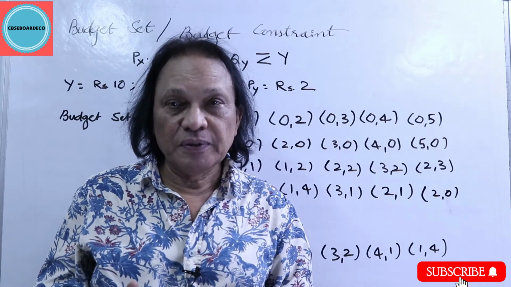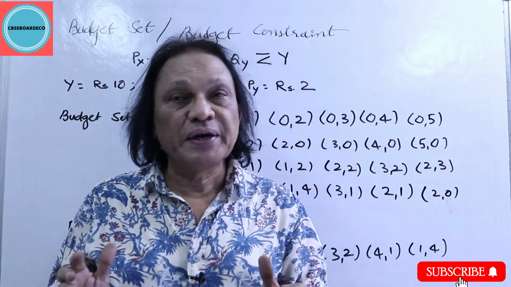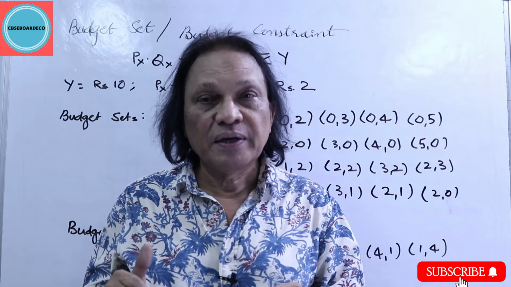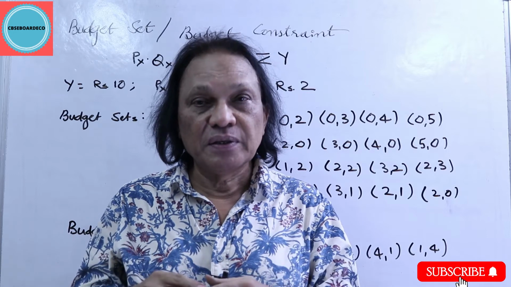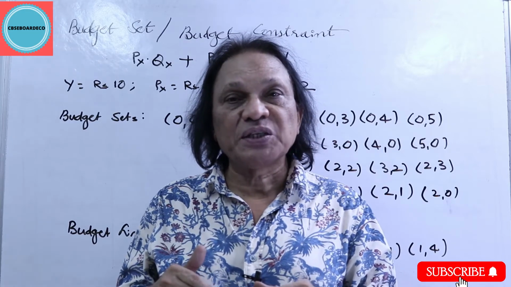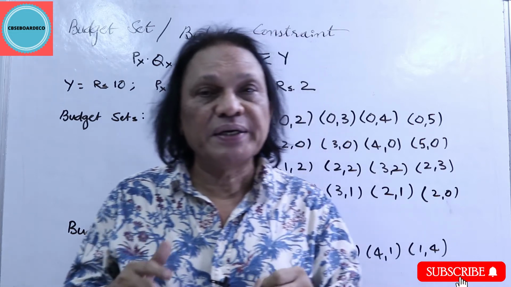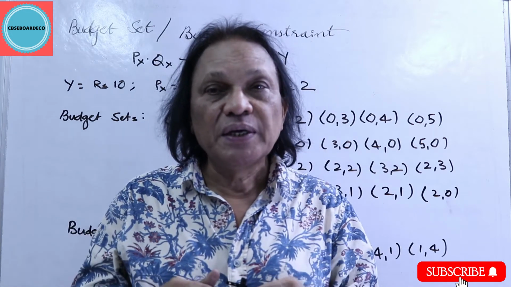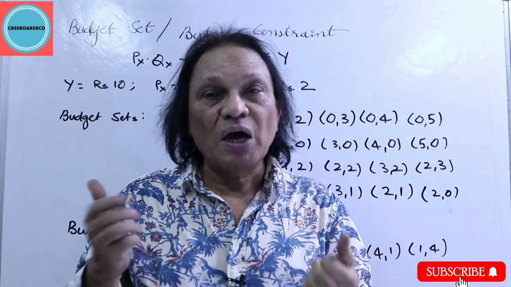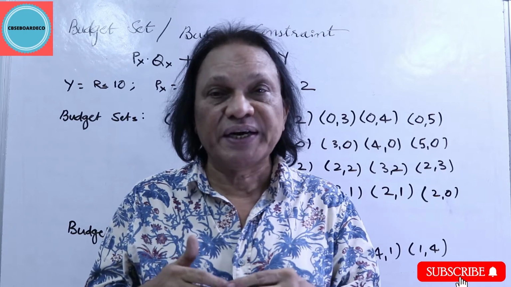I'm Saddam Sen. Today we discuss another interesting topic in the indifference curve analysis, budget set and budget line. What exactly is budget set and what exactly is budget line? You can buy two commodities, maybe oranges and apples, depending upon your income. How many oranges and how many apples you buy, the different permutation combinations, that's the budget set.